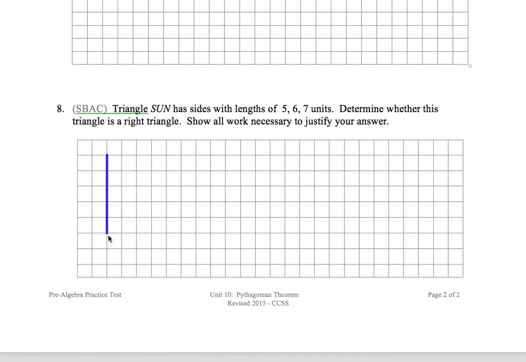One side is 6. And my longest side is 7. Awesome. 5, 6, 7. Remember, our longest side is always here. This could be a right angle. I'm not sure. I'm going to put the 7 as the longest side.